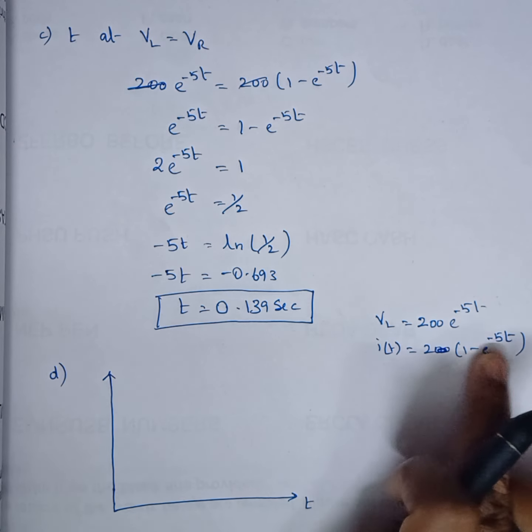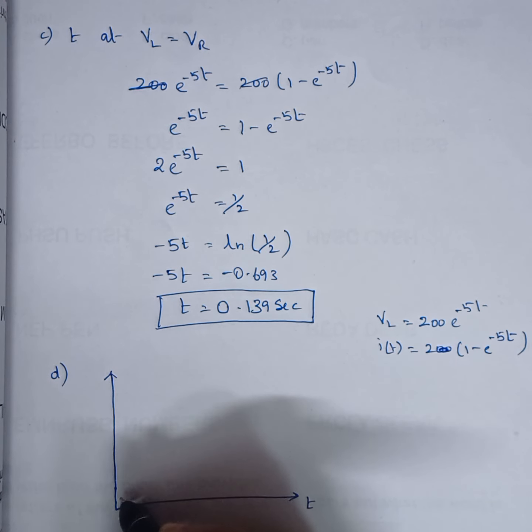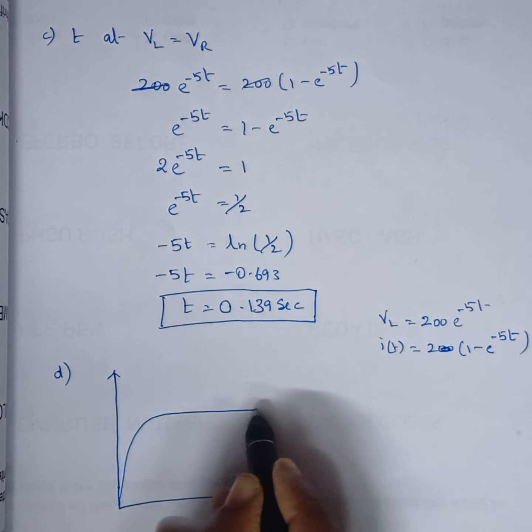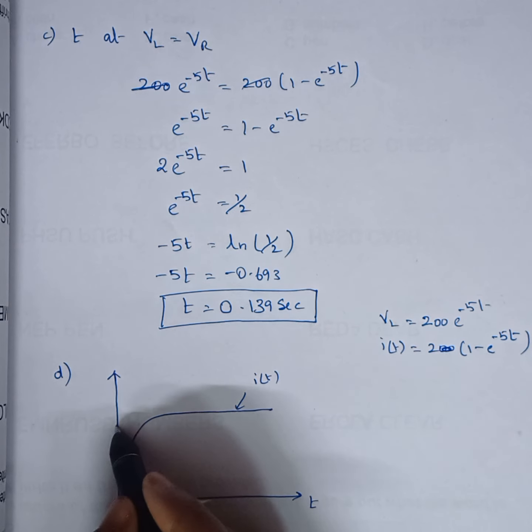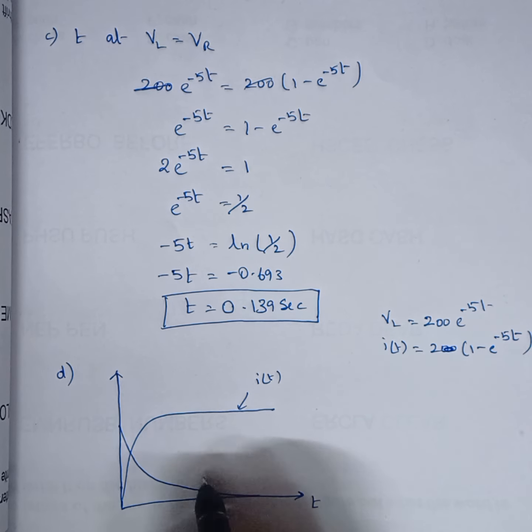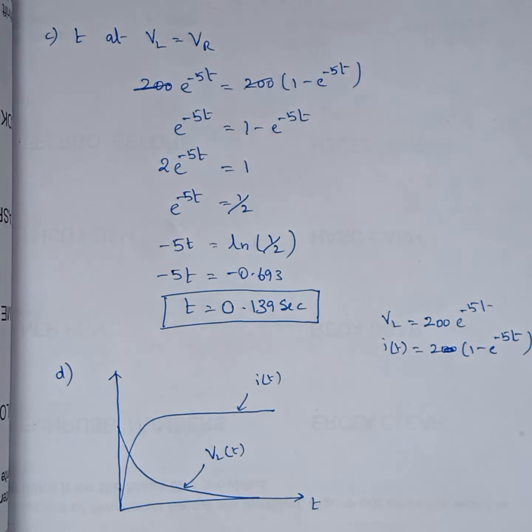So 1 minus an exponential decay means we'll get this type of waveform, correct? This is the I of t waveform, and then similarly the voltage waveform is this one, VL of t, the voltage across the inductor.